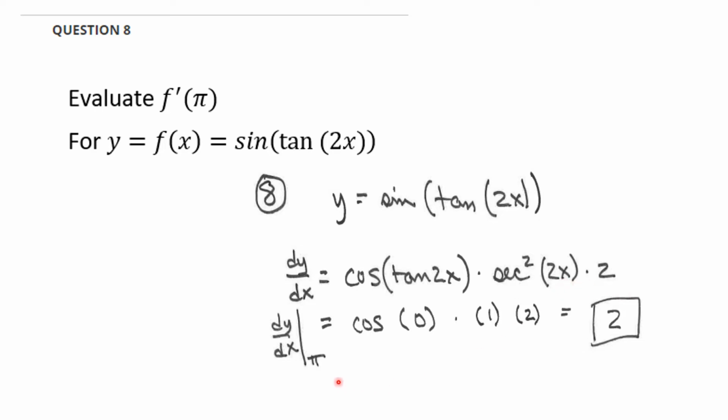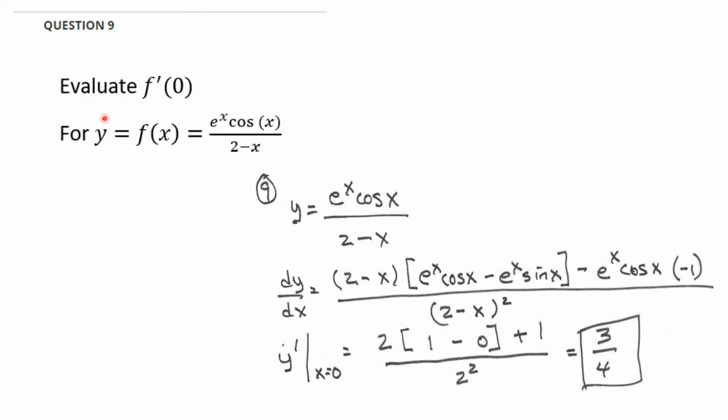So we have to plug in pi into all of these. The tangent of 2 pi is known to be 0, so the cosine of 0 is known to be 1. The secant is the reciprocal of the cosine, so if you square it, you also get 1 for that, and so it's 1 times 1, and then I have 2, and so the answer is going to be 2.